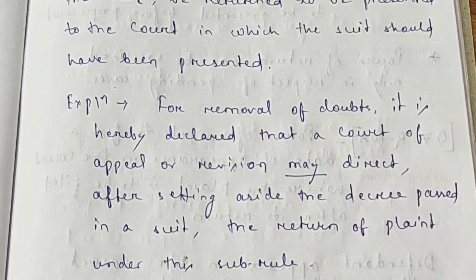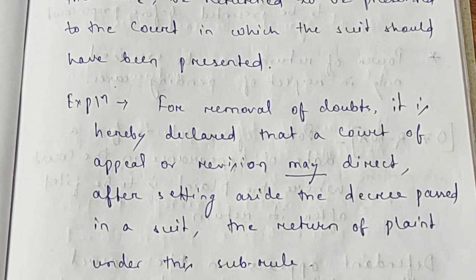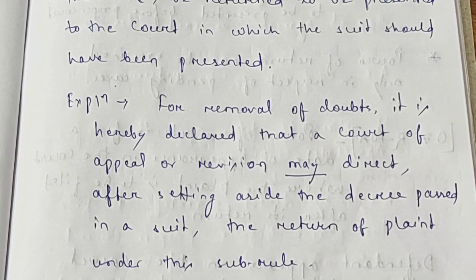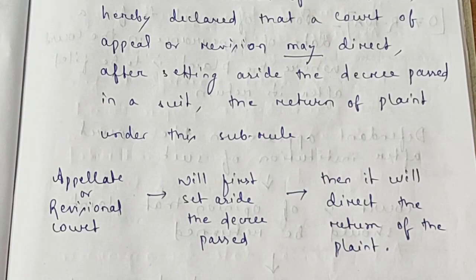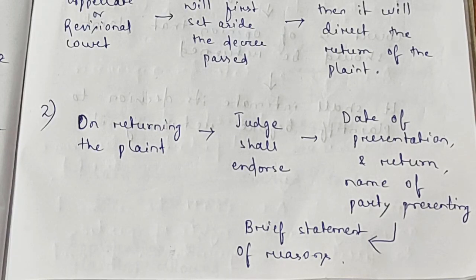The explanation of this sub-rule is, for removal of doubts, it is hereby declared that a court of appeal or revision, that means an appellate or revisional court, may direct, after setting aside the decree passed in a suit, the return of plaint under this sub-rule. That means the appellate or revisional court will first set aside the decree passed earlier by the court, then it will direct the return of the plaint. Sub-rule 1 said about the returning of plaint.